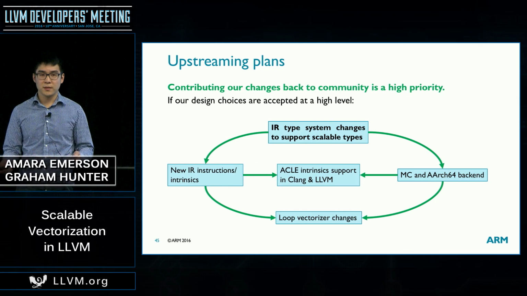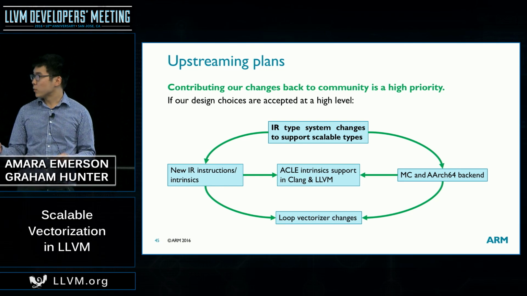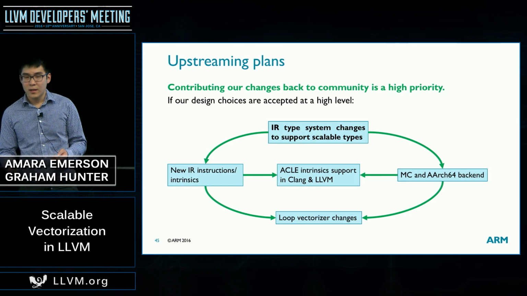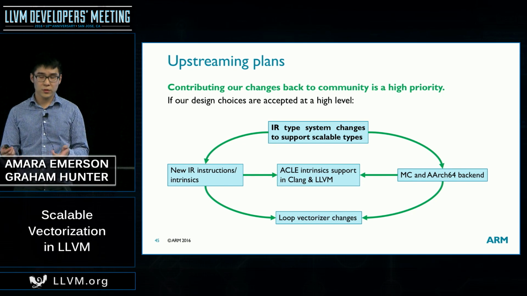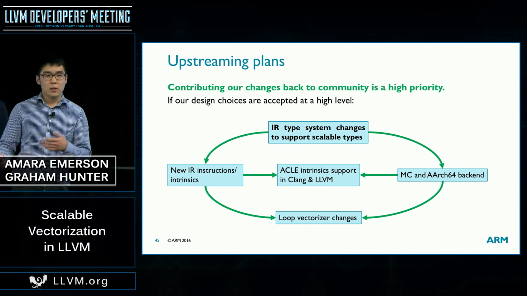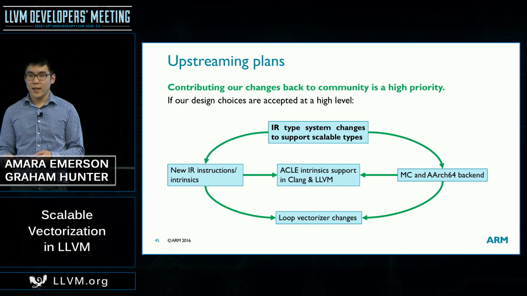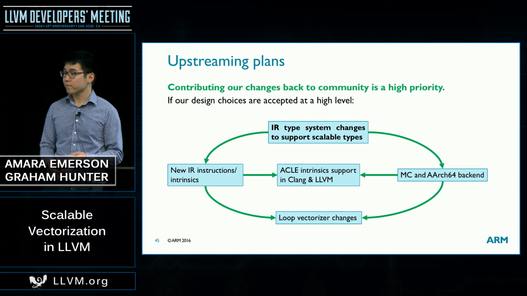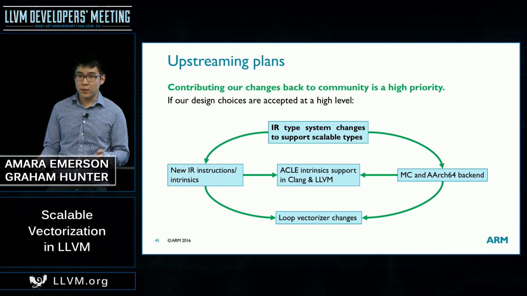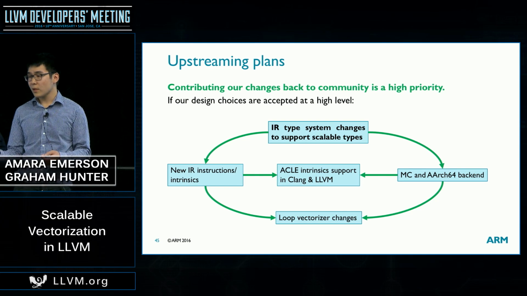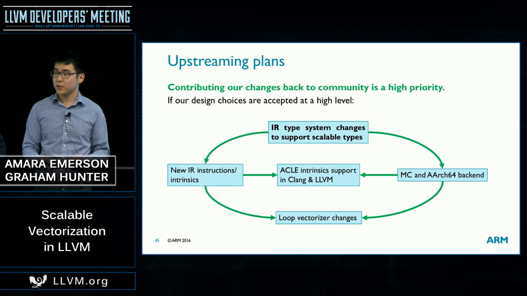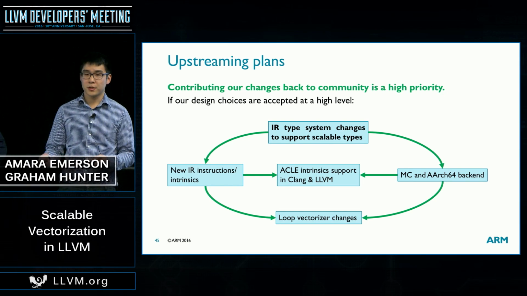The foundation for all of this is our changes to the IR type system. So once we get those changes into LLVM, then we can start to upstream our new IR instructions or intrinsics. And in parallel, we can also start to upstream our changes to the MC layer and the target backend. And once we have those two, then we can start to contribute our changes to the loop vectorizer and analysis. And we also have an ACLE intrinsics implementation in Clang and LLVM that we can also begin to upstream.